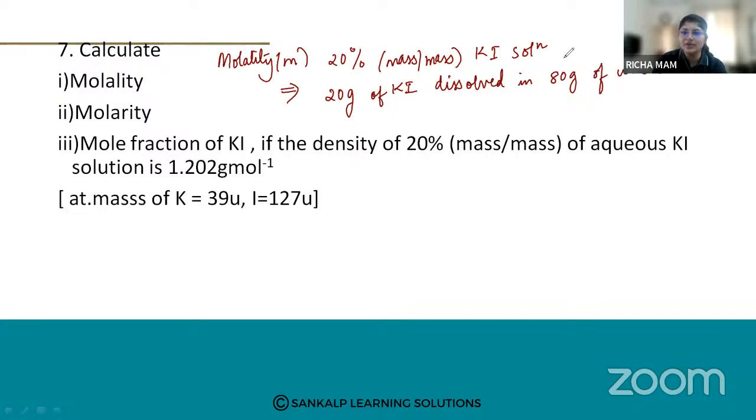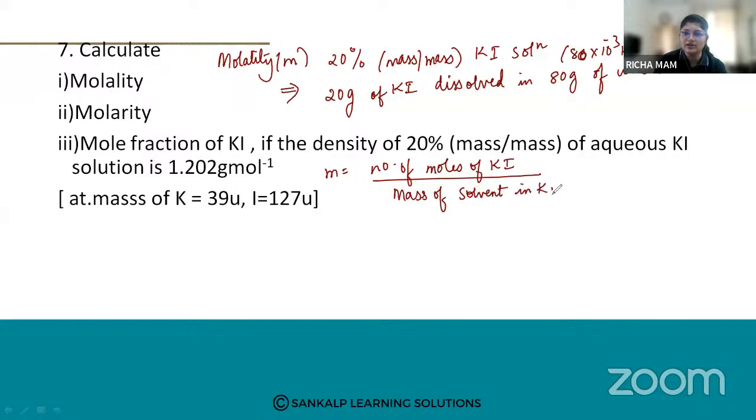So 80 grams can be converted into kg as 80 into 10 raised to minus 3 kg. So molality can be calculated as number of moles of KI divided by mass of solvent in kg. So what is the number of moles of KI?